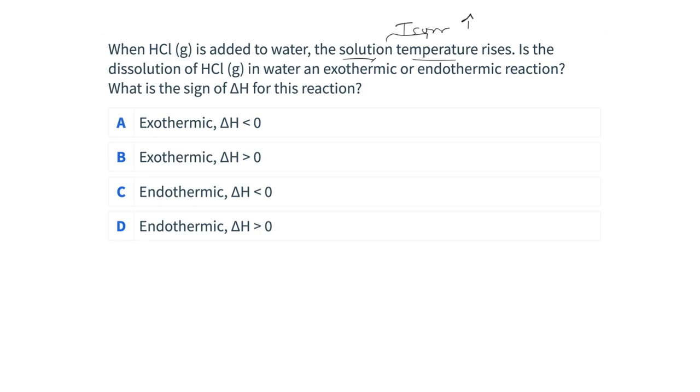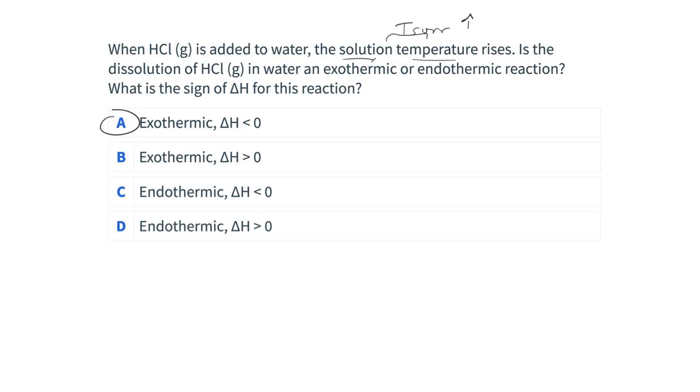Does anybody think it's D? I feel like you guys know the first one I go to is the wrong one usually. Anybody think it's B? Oh, I was right there. No, B is wrong. So anybody think it's A? There it is. I thought I was tricking you guys again, but no, it is A. So exothermic.